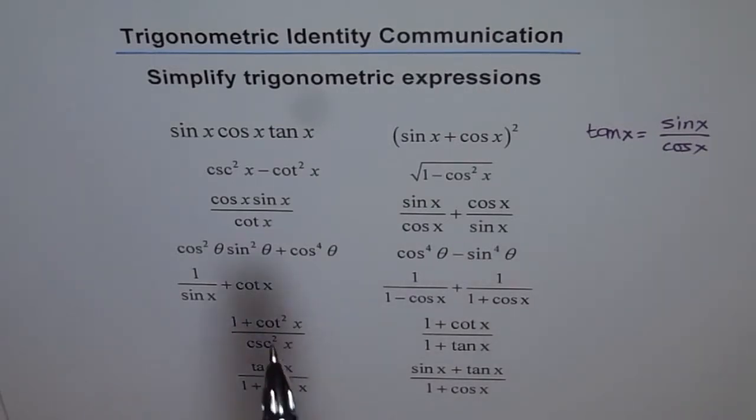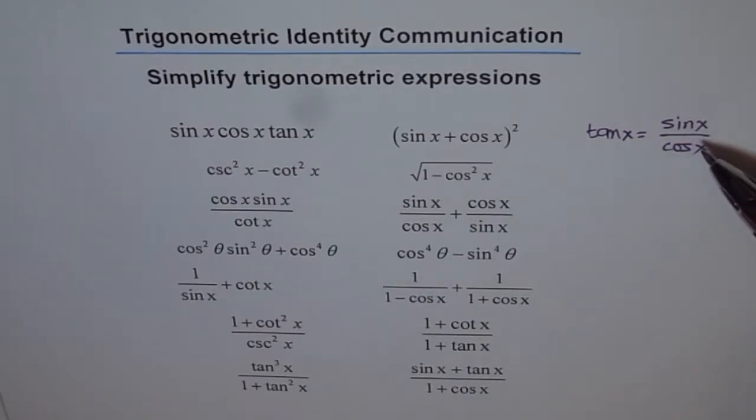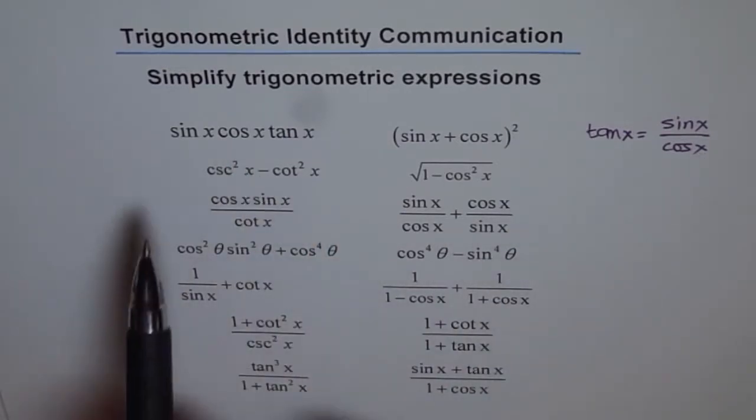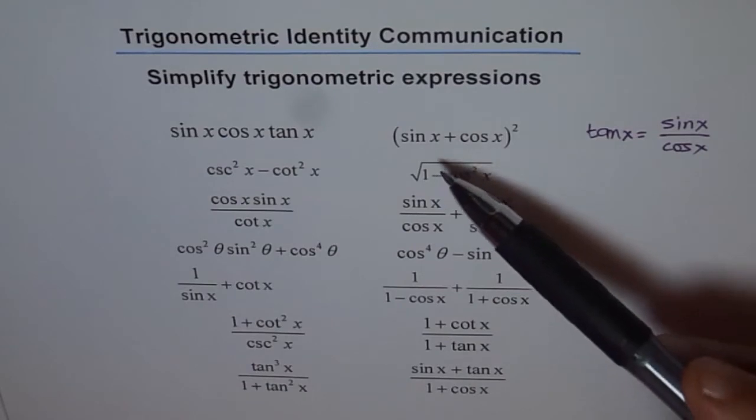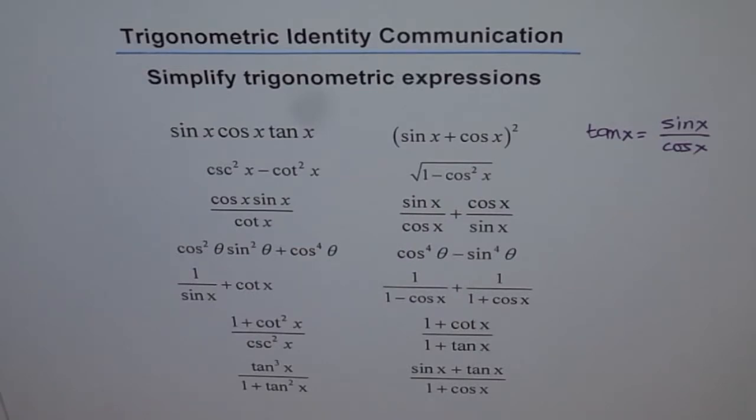So make a note. This is sin x, cos x, tan x, a simple expression where you can split tan x as the quotient of sin x and cos x. Now cos x will cancel out. You're left with sin x. Then we have sin x plus cos x whole square, cosecant square minus cot square, square root of 1 minus cos square x, cos x sin x divided by cot x, sin x over cos x plus cos x over sin x, cos square theta sin square theta plus cos to the power of 4 theta.